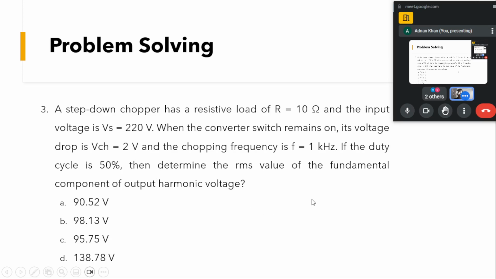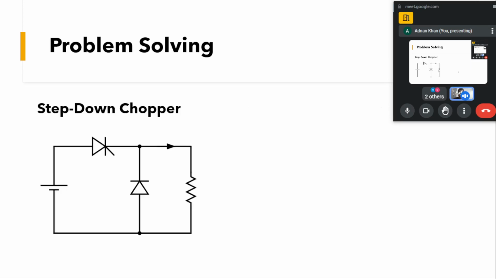For 50% of the duration, the switch is turned on, and for the other 50% of the duration, the switch is turned off. We have to determine the RMS value of the fundamental component of the output harmonic voltage. Firstly, we have to see what kind of shape the output voltage will be. So let us come to this.